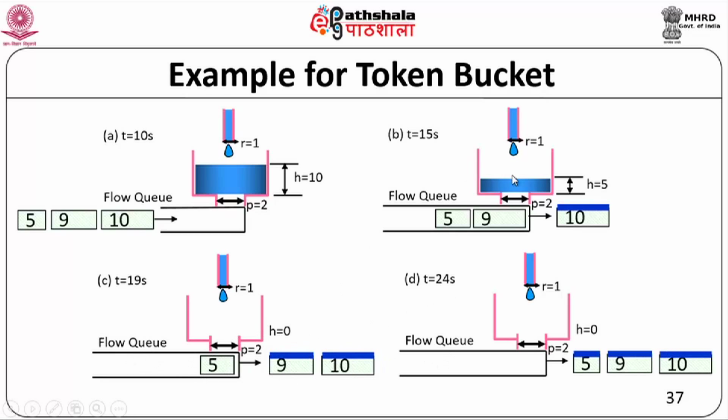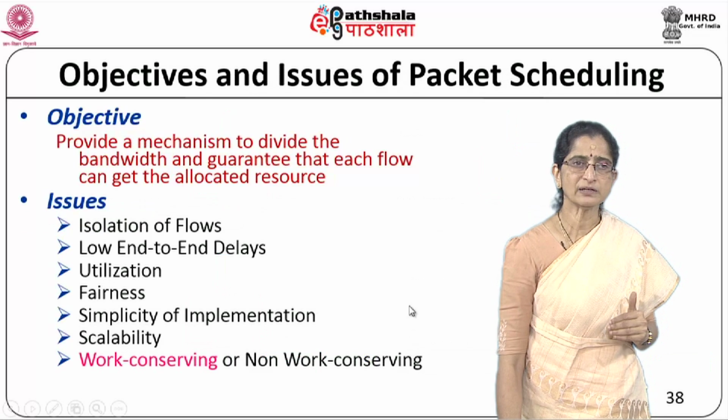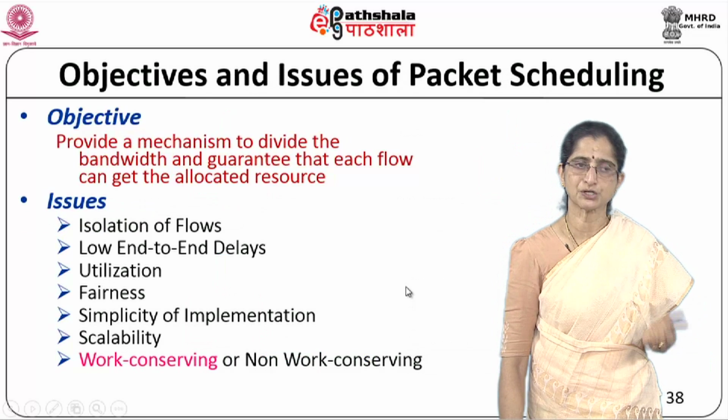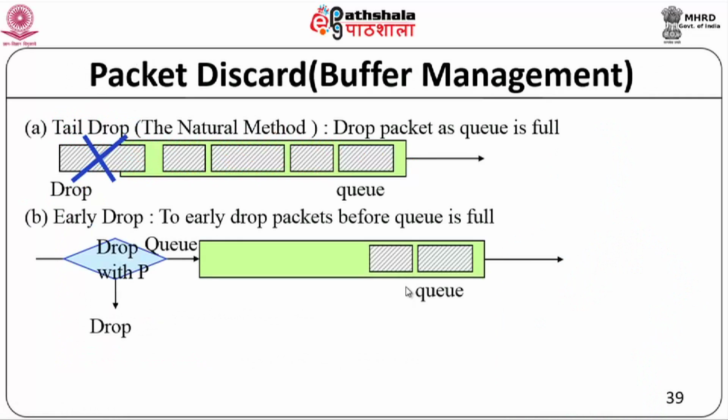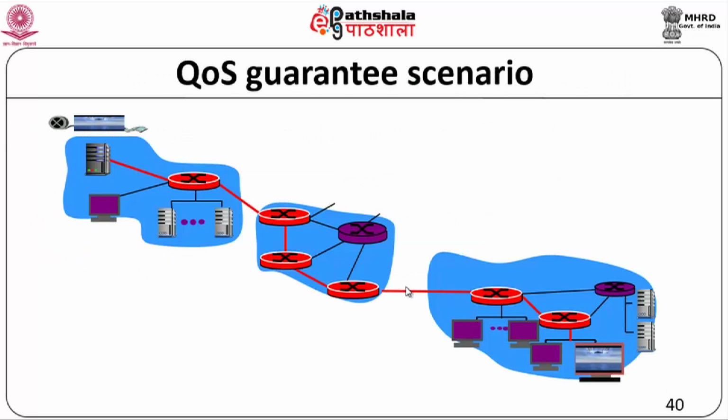So you can see that the bucket fills up and empties once the packets have been sent out. You can regulate the rate at which the data is sent out using this mechanism. With respect to packet scheduling, again there are multiple issues. We will look at packet scheduling also in detail subsequently. And packet discard is also another thing that we talked about. Whether you do a tail drop or an early drop with respect to discard management, that is also another important aspect. So these are issues that need to be considered.